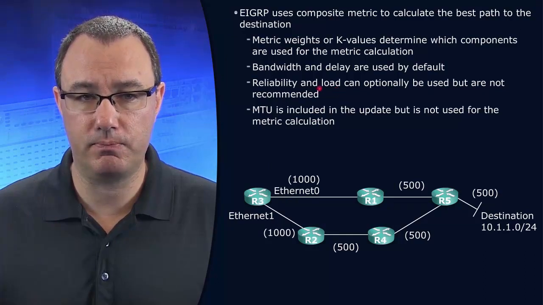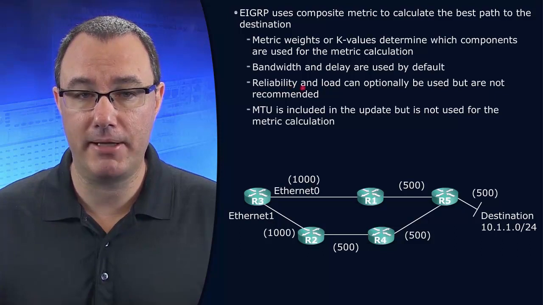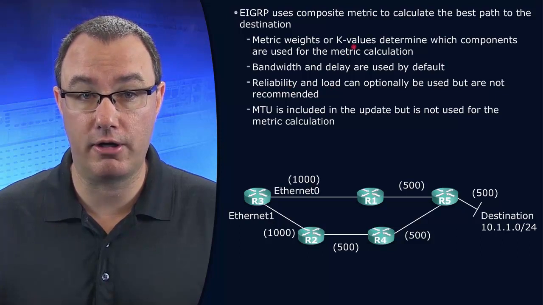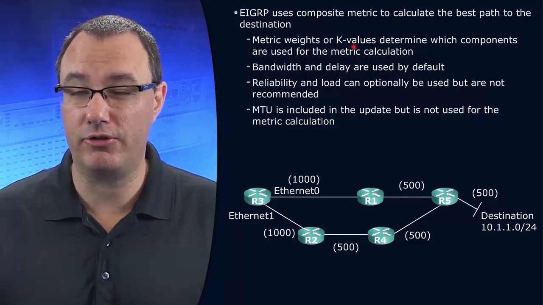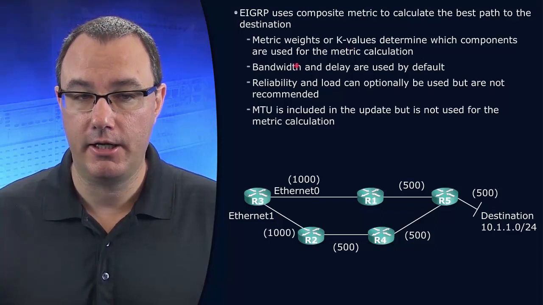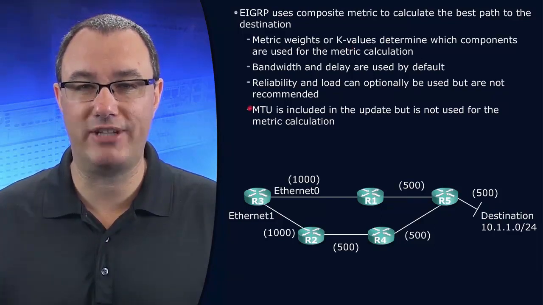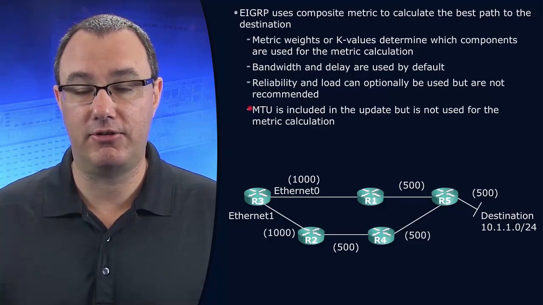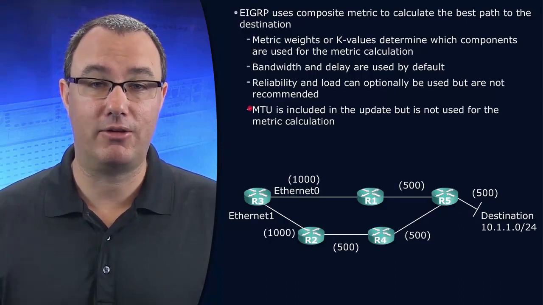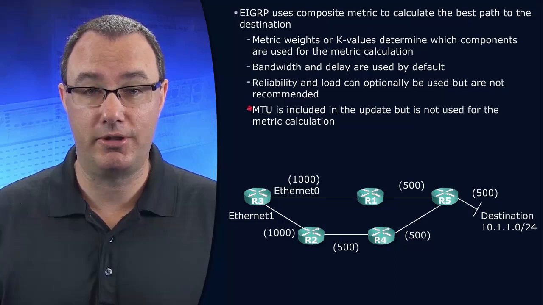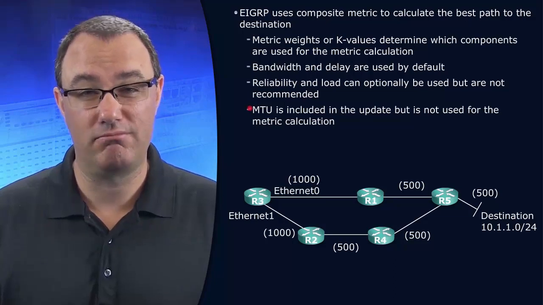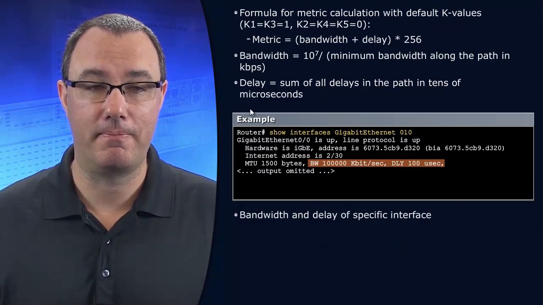Those attributes, those metric components, by the way, are turned on and controlled by K values. I'll show you how this is done. And then finally, we have an MTU, which is just a tie break. It's not going to set a value, but it is a tie break to say, hey, this pathway has a larger MTU. All things being equal, that might be a better path.